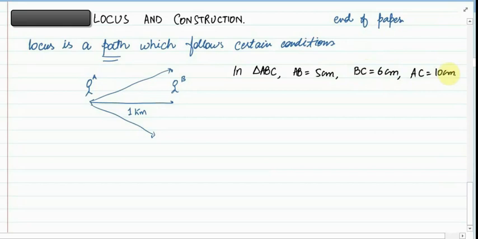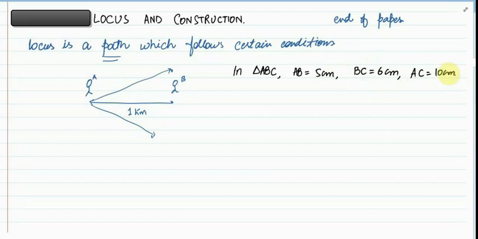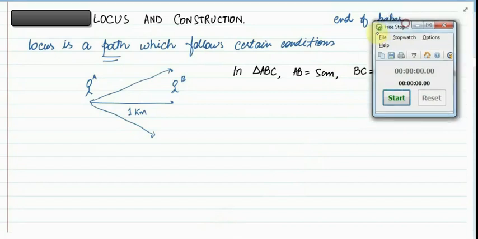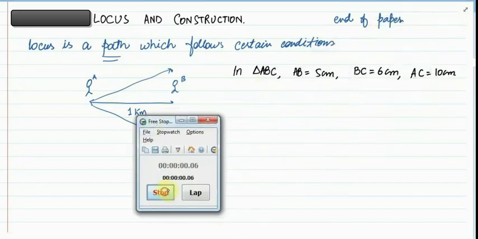In the last class I had told you that for today's class, make sure that you have a compass, scale and pencil. So I give you a time of 2 minutes. What you need to do, you need to construct this triangle ABC. Start.